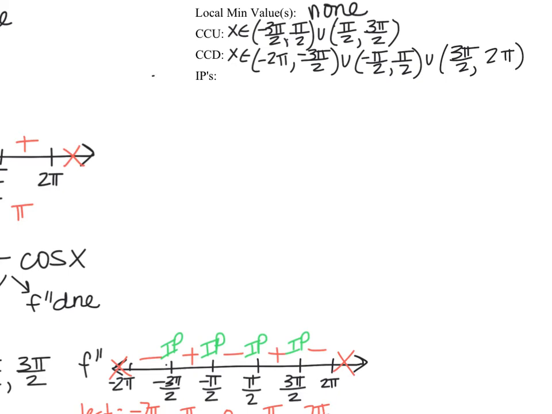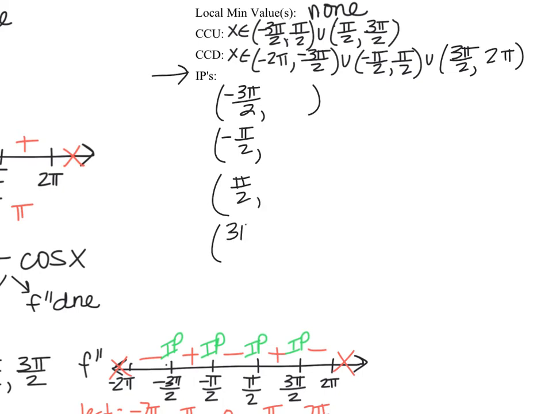Now, when you go to answer the inflection points, remember, we don't just want the x values. These are actual points on the original curve, so these are going to be coordinates. I'm going to write them as coordinates where we'll fill in the y value in just a moment. So negative 3 pi halves, negative pi halves, positive pi halves, and positive 3 pi halves are all the x values of our inflection points.